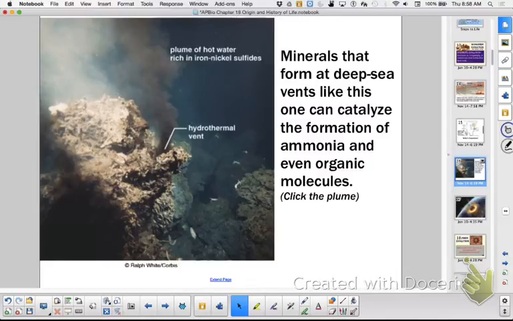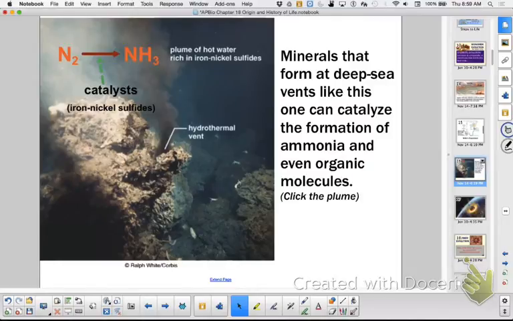So ideas of how you would get more ammonia as a result of that. At these hydrothermal vents, you have catalysts. Catalysts would act like a what? Enzyme. But think about it, do we have enzymes yet? No, because we don't have protein synthesis yet. Right? We don't even have nucleic acid yet to start this process.